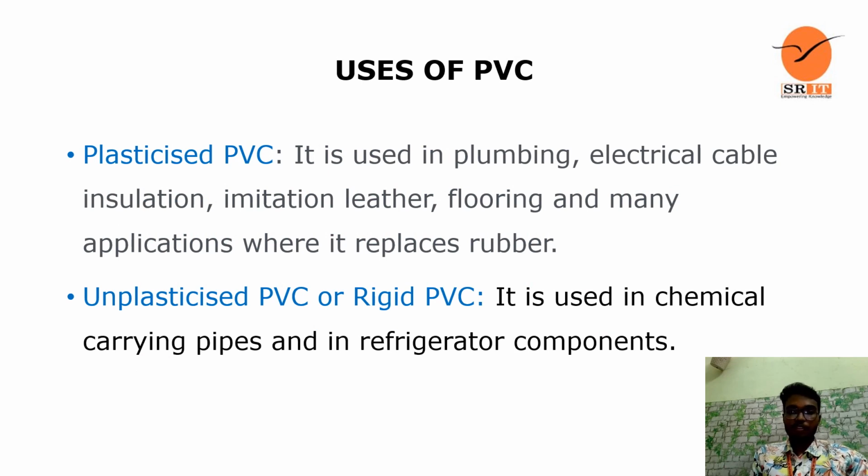Now, uses of PVC. PVC is of two types, plasticized PVC and unplasticized PVC. Plasticized PVC is used in plumbing, electrical insulation, imitation leather, flooring, and many applications where it replaces rubber. PVC is the kind of product which is replacing rubber these days. And unplasticized PVC, or rigid PVC, is used usually in chemical carrying pipes and refrigerator components. These are all the uses of PVC.